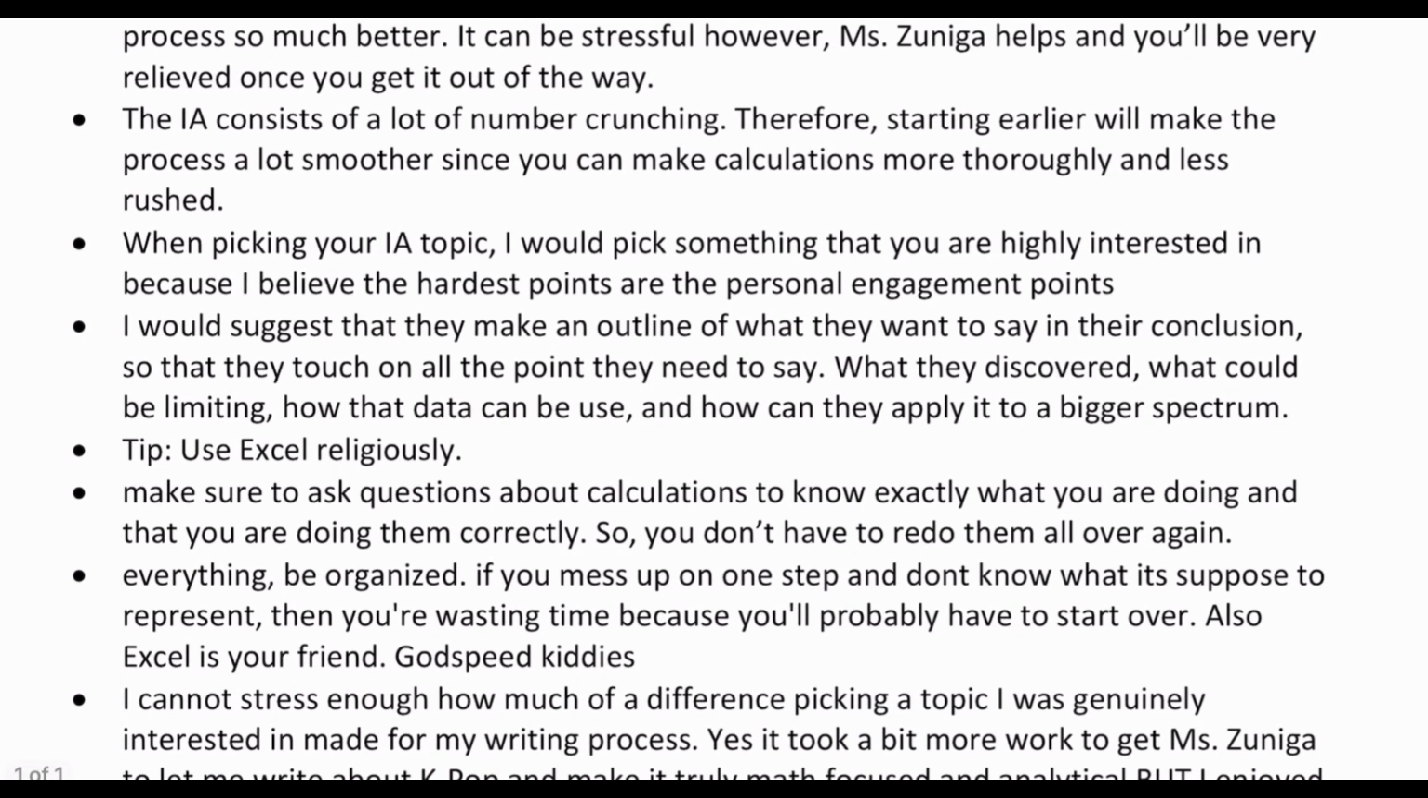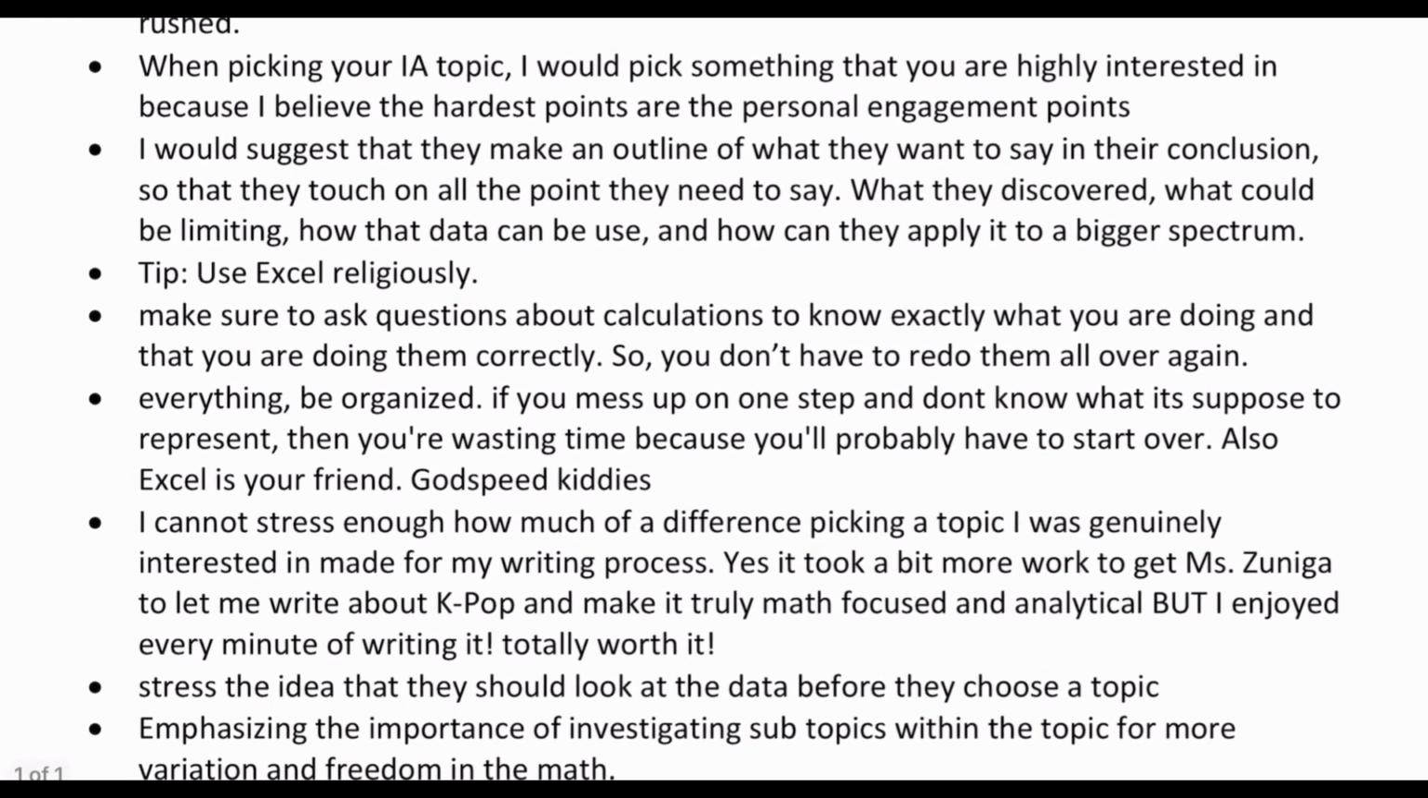The IA consists of a lot of number crunching, therefore starting earlier will make the process a lot smoother since you can make calculations more thoroughly and less rushed. When picking your IA topic, I would pick something that you are highly interested in because I believe the hardest points are the personal engagement points.